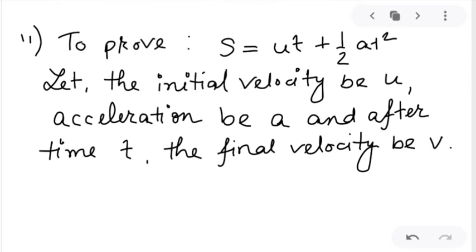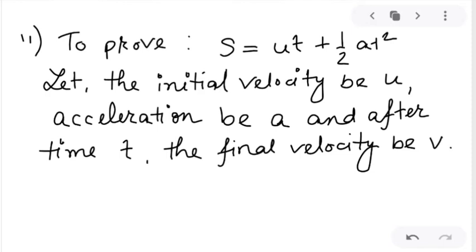Now see the second motion equation, that is s equal to ut plus half at square. It is the distance time relationship. S represents distance and t represents time, so this equation is also called the distance time relationship, remember. Let us see here that the initial velocity of a body be u, acceleration a.